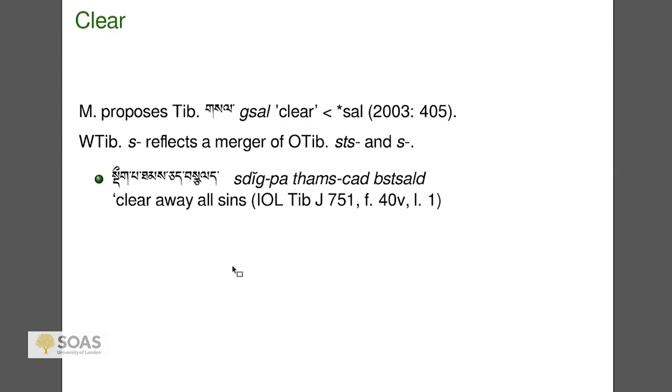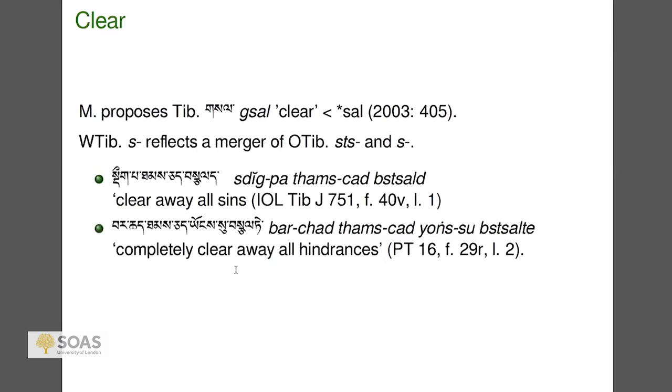This is the past tense of the verb to clear, b-s-t-s-a-l-d. And here's another example from Old Tibetan: completely clear away all hindrances. Barche is hindrance, tamche all, yongsu completely, bstsaldte, with b-s-t-s. So the root is stsal, not sal. So the reconstruction to Proto-Sino-Tibetan must also be wrong.